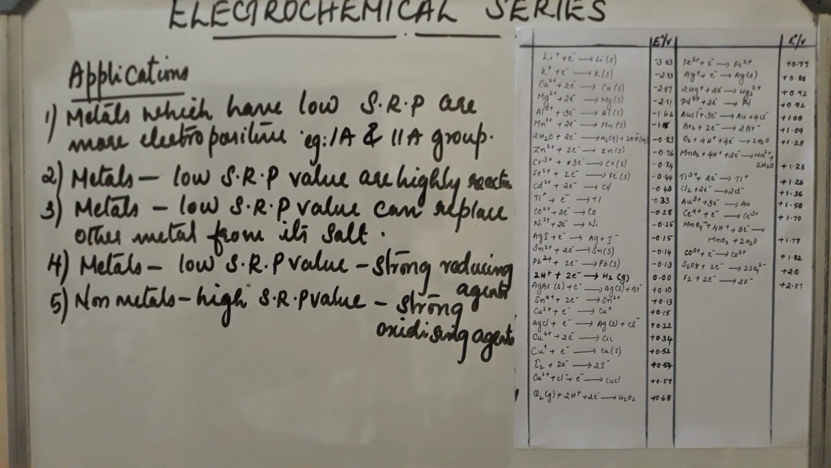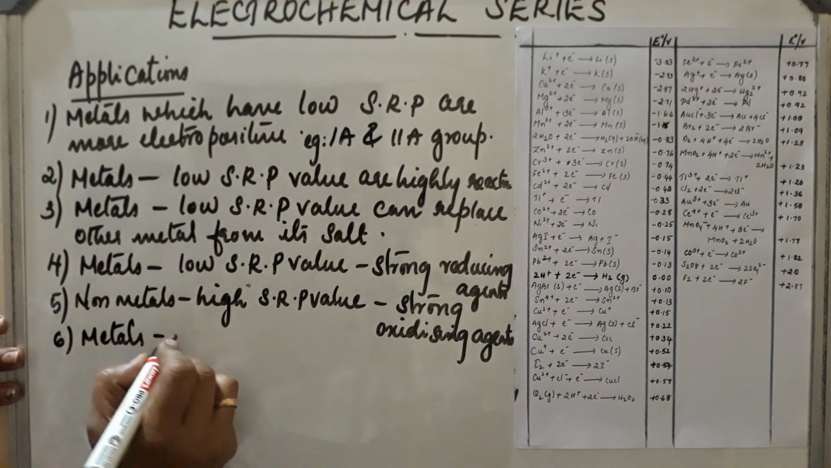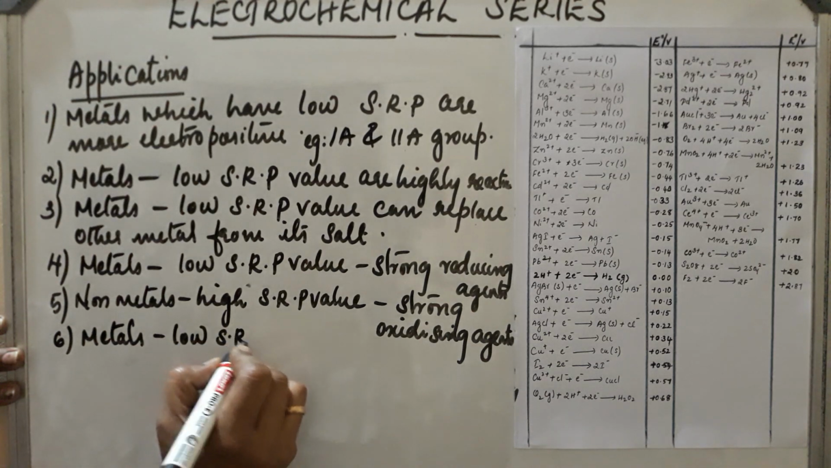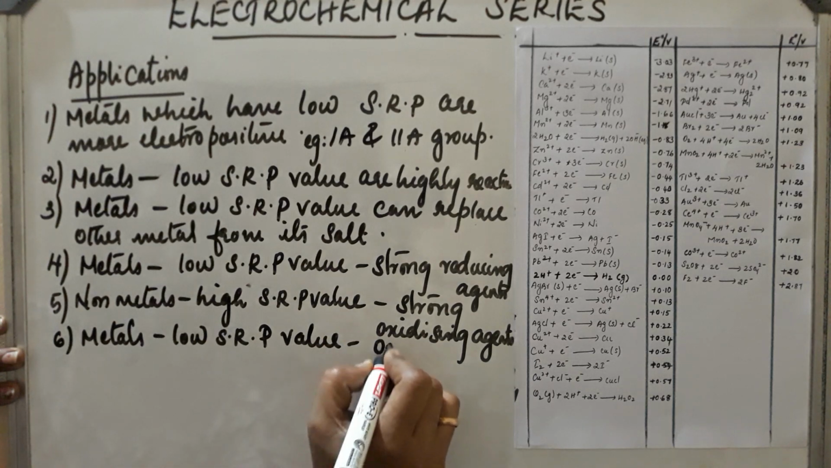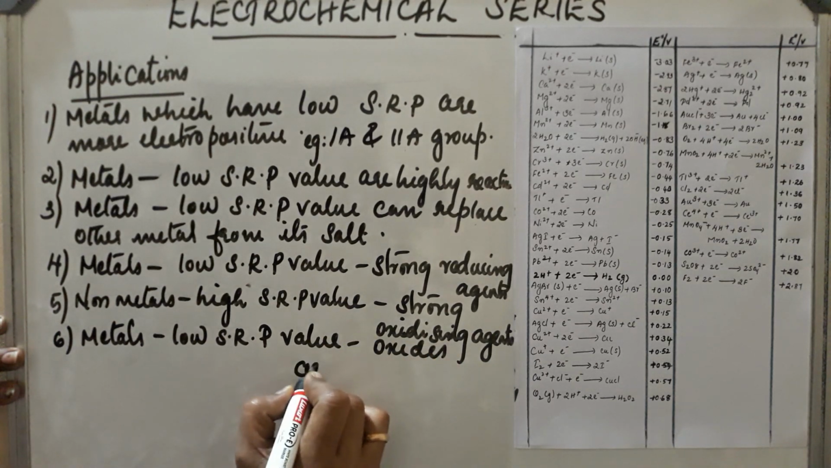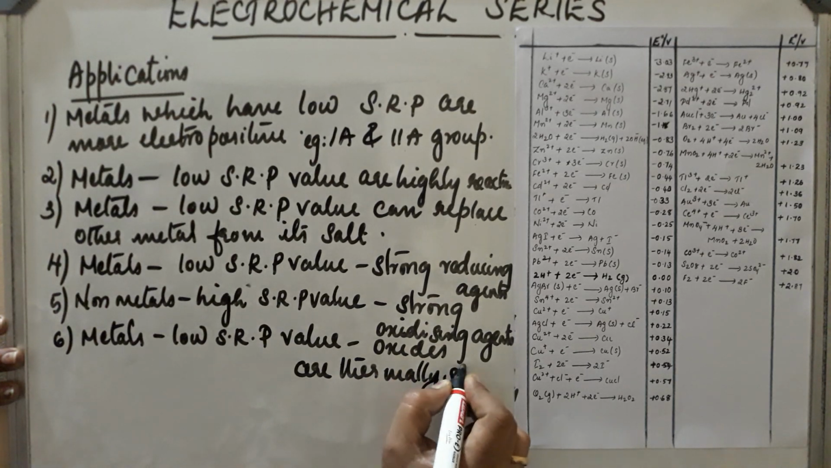Now, next point, metals which have low SRP value, that is more negative value, have oxides that are thermally stable. Metals which have higher SRP value have oxides that are thermally unstable.